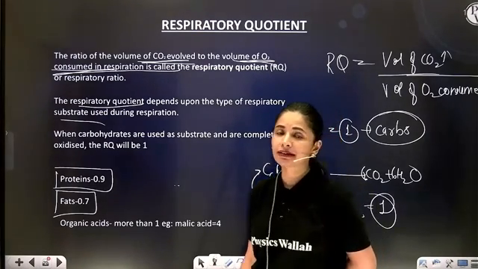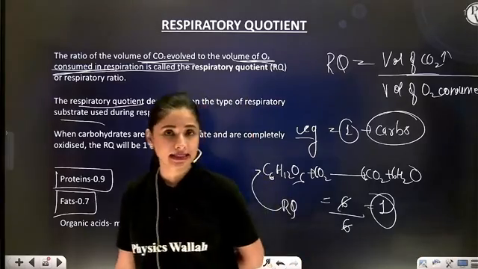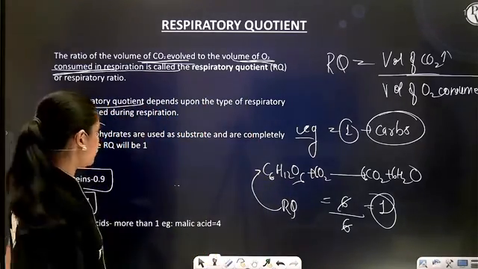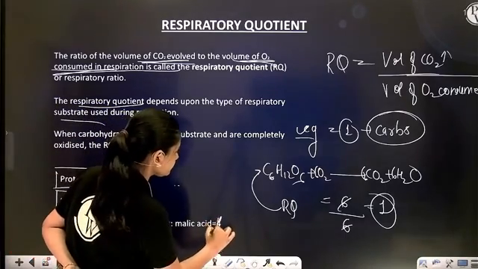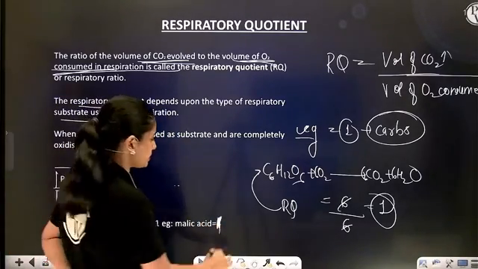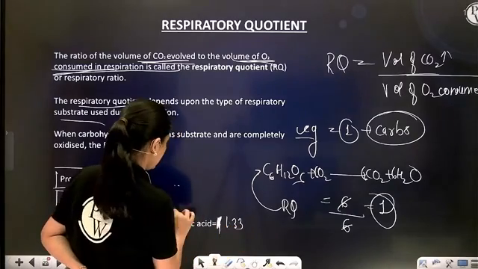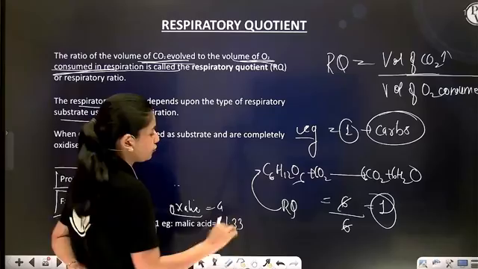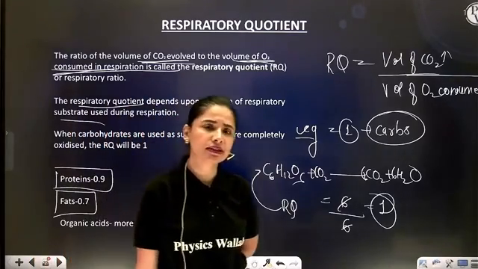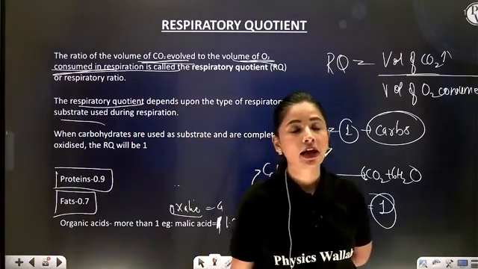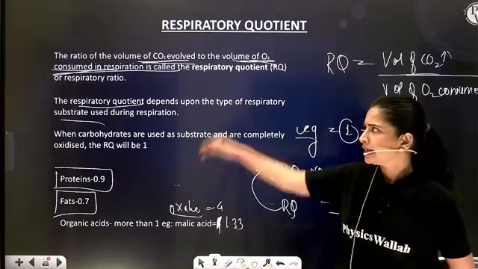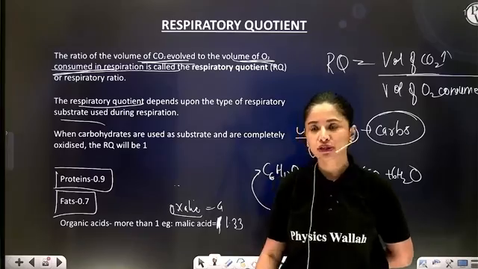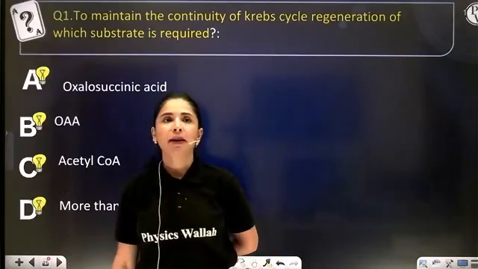Sometimes your respiratory substrates can also be organic acid. Like for example, malic acid and oxalic acid. For malic acid, the RQ is about 1.33. One more you shall learn. Oxalic acid, it is 4. So please, you can learn these two RQs of organic acid, which are usually asked in NEET. If you learn this much, more than sufficient. No question will be asked apart from this.